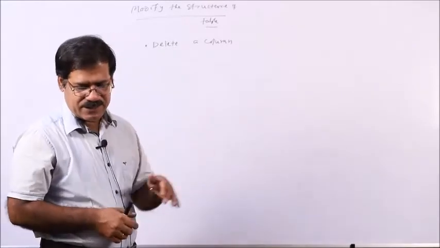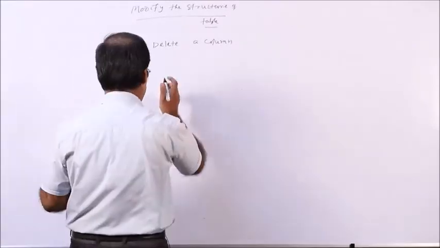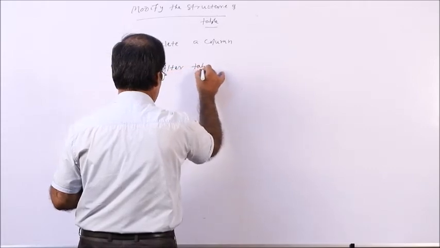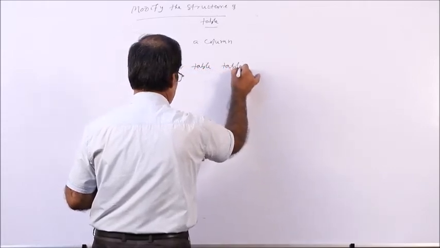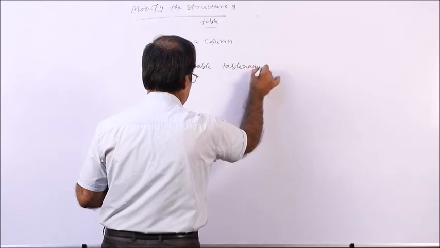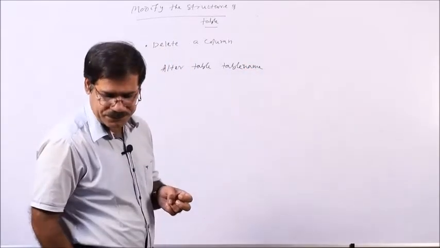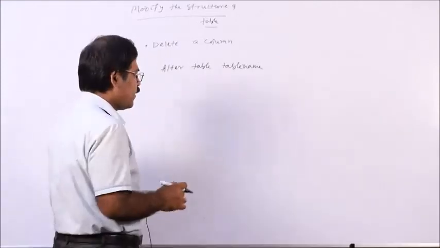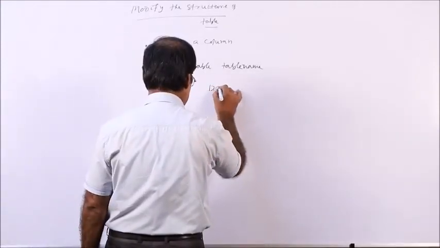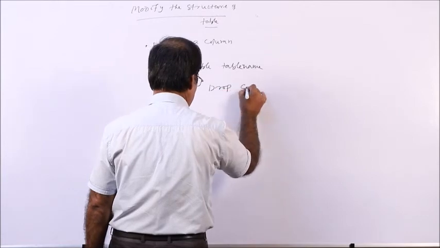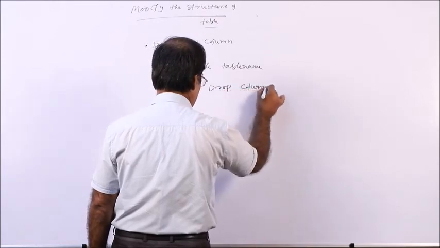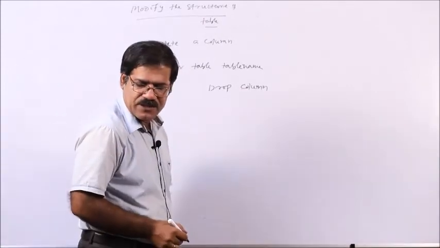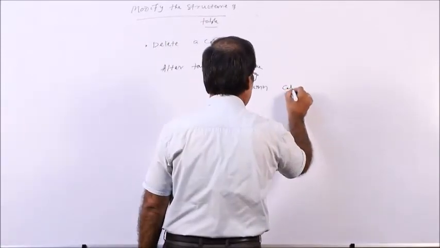So, how to delete? Alter table name. The syntax is the alter command. Alter table name. So, which table do you want to alter or change? Alter table name, drop column. So, you have to drop it. Drop column and you provide the column name. Which column do you want to drop? Drop column name.